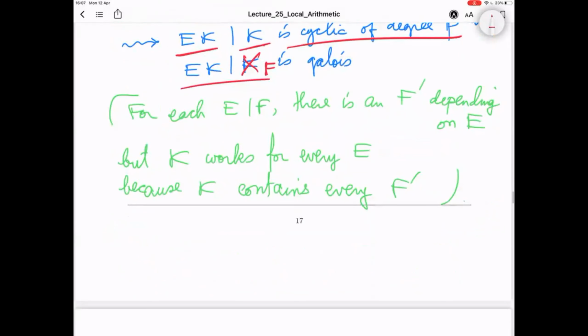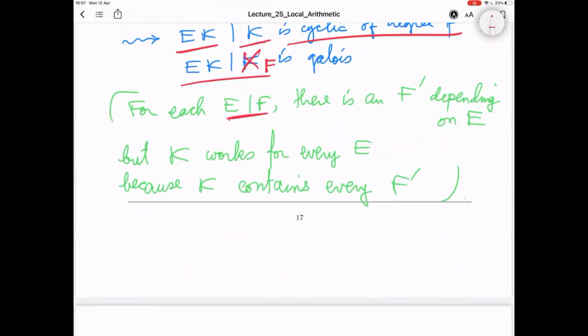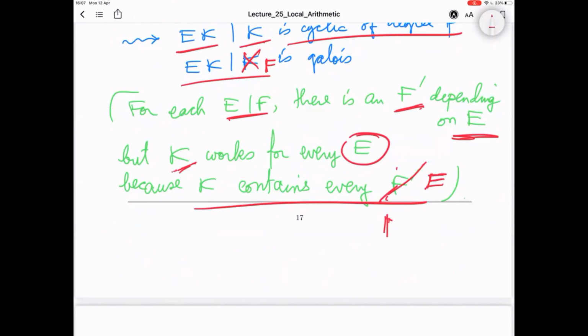Okay, so the difference is that for each E over F, earlier we had an F prime which depended upon this E. But now this K does not depend upon E. It works for every E, because it contains every F prime.